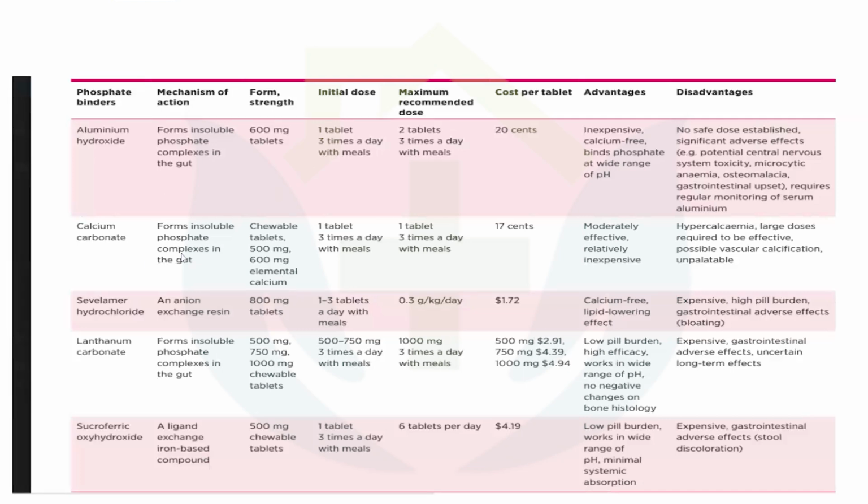Calcium containing, calcium carbonate: they form insoluble phosphate complexes in the gut. The usual dose is 1 tablet 3 times per day with meals. 500 or 600 milligram of elemental calcium tablets are available. They are moderately effective. Advantage is relatively inexpensive, and the major disadvantage is with long-term use, chance of hypercalcemia and over suppression of PTH levels leading to adynamic bone disease. Also, there is a high risk of vascular calcification with long-term use.